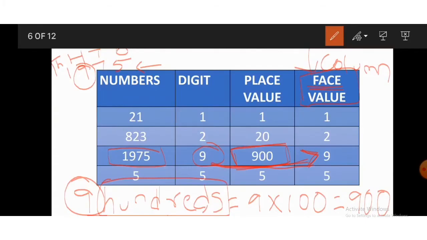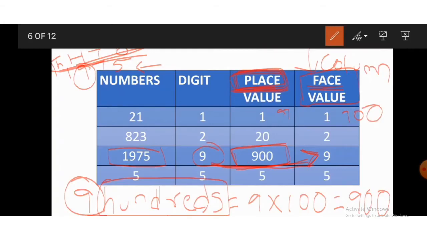Do not get confused between face value and place value, children. Always remember, place value is always different and changes depending on the place. When the term place comes here, you have to first write the places on top of the number and then write its value. Remember the term place, or else you will write 9 for place value and 900 for face value, which will be wrong.